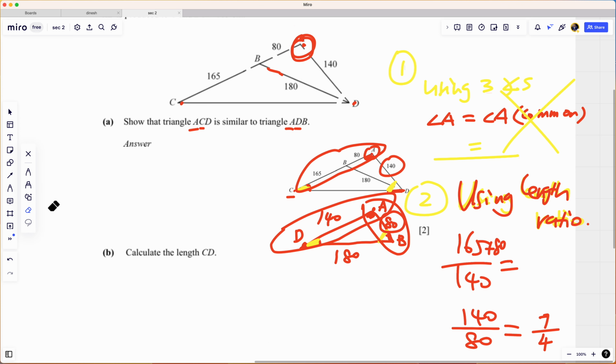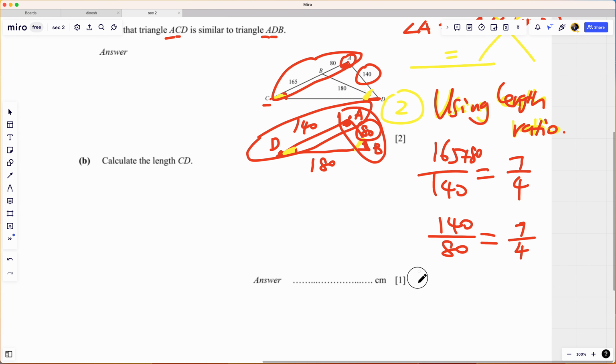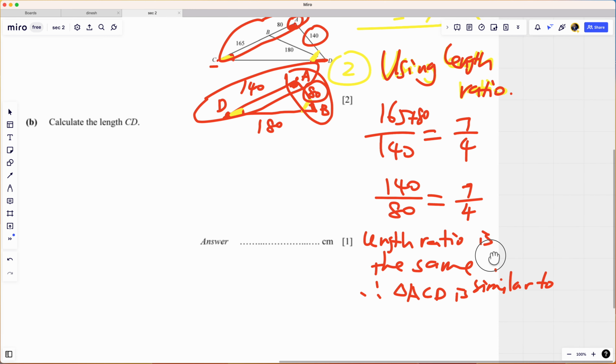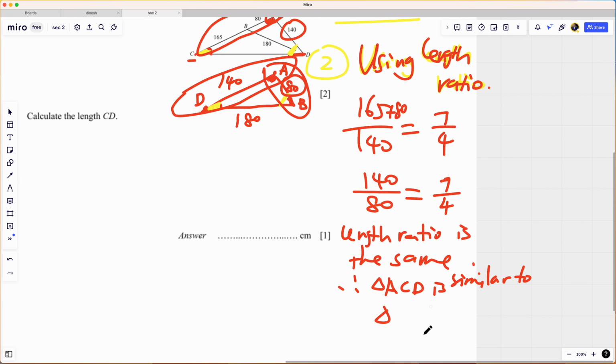Okay. So can you see 704? So the length ratio is the same. Therefore, triangle ACD is similar to triangle ADB. Are you clear?